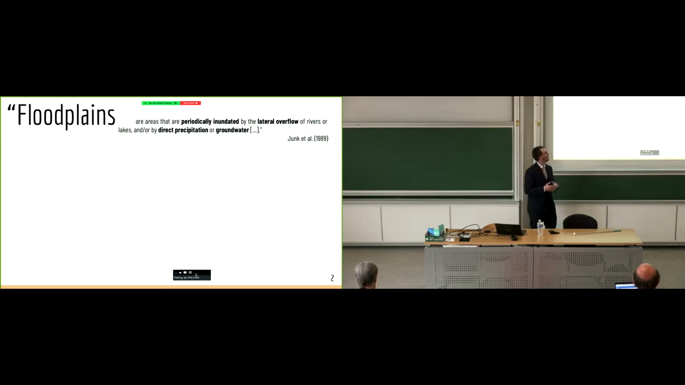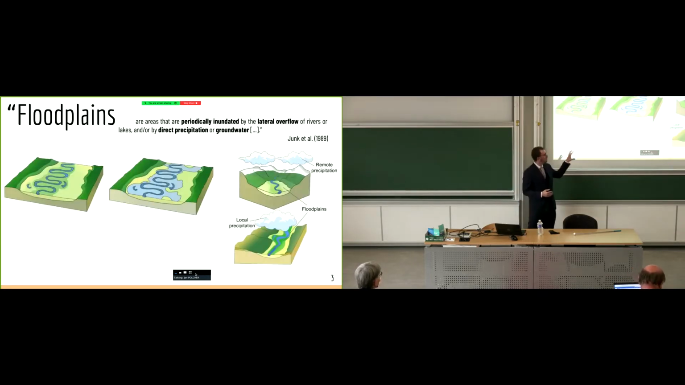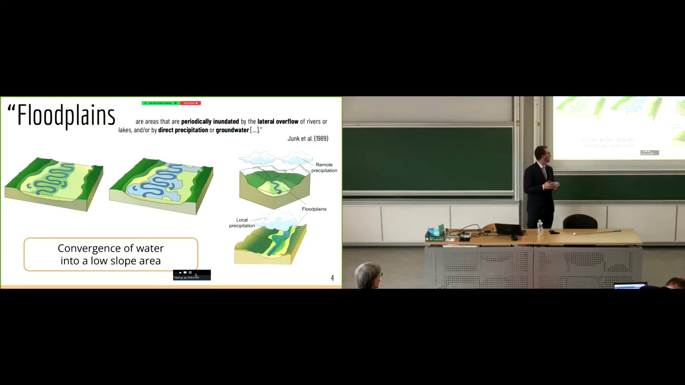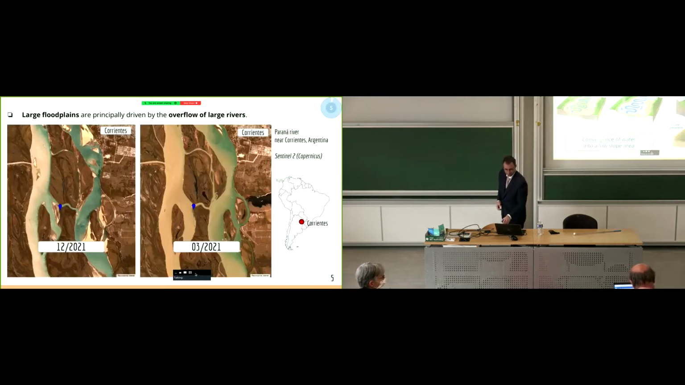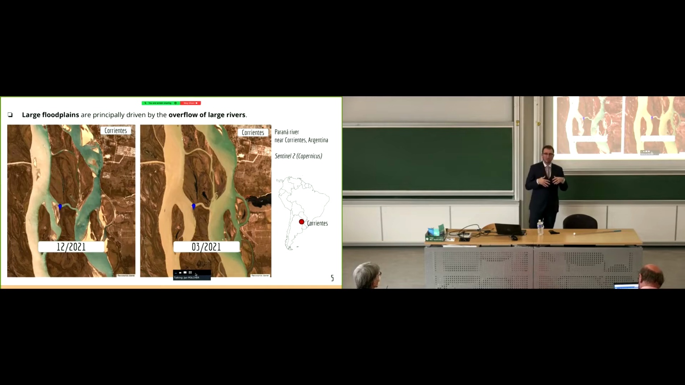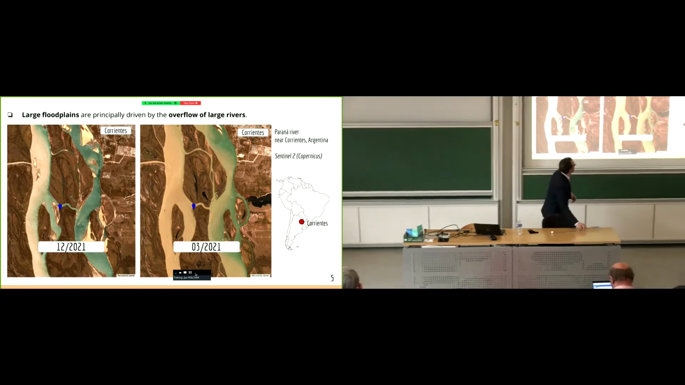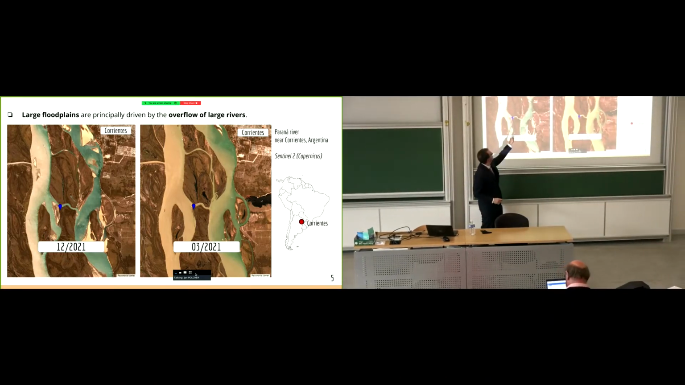Floodplains are areas that are periodically inundated by the lateral overflow of rivers or lakes and/or by direct precipitation or groundwater. So basically, there are low slope regions which can get flooded by remote precipitation or local precipitation with a possible interaction of the groundwater. So there is a convergence of water into a low slope area. Large floodplains are principally driven by the overflow of large rivers. You can see here the example of the Paraná near Corrientes, and you can see how the floodplains get flooded by the increase of the river level.